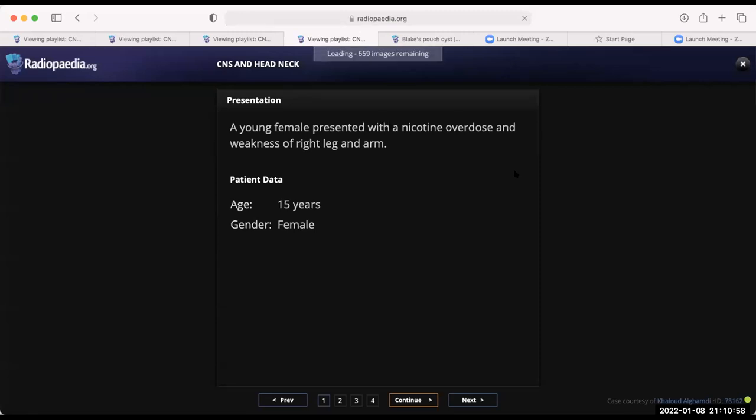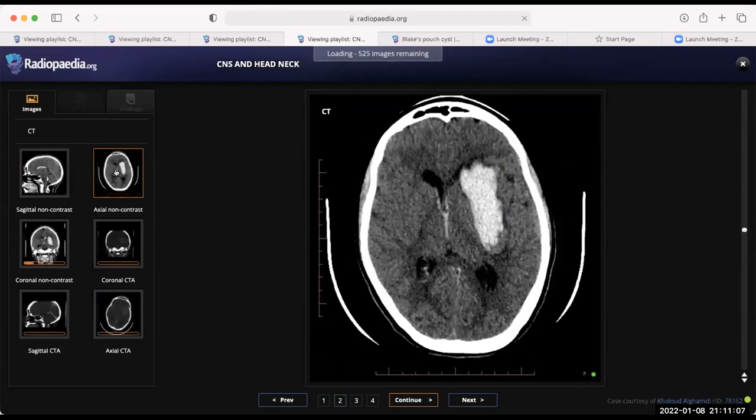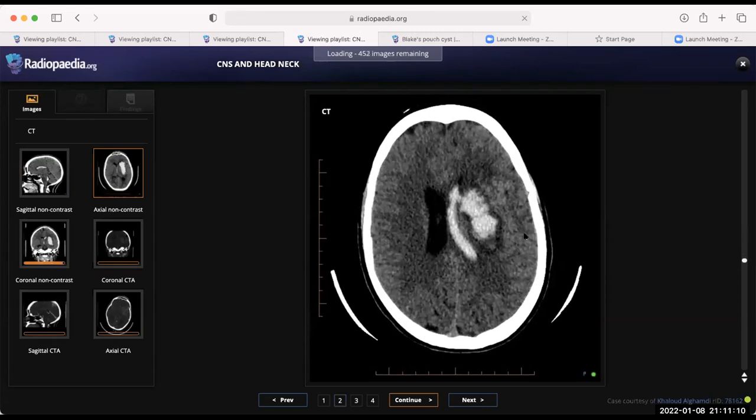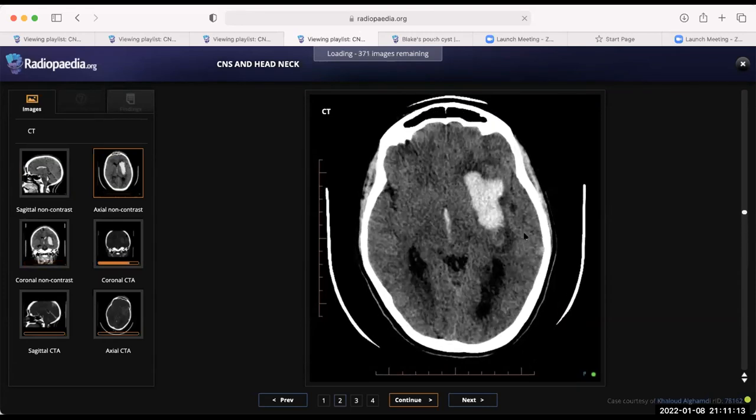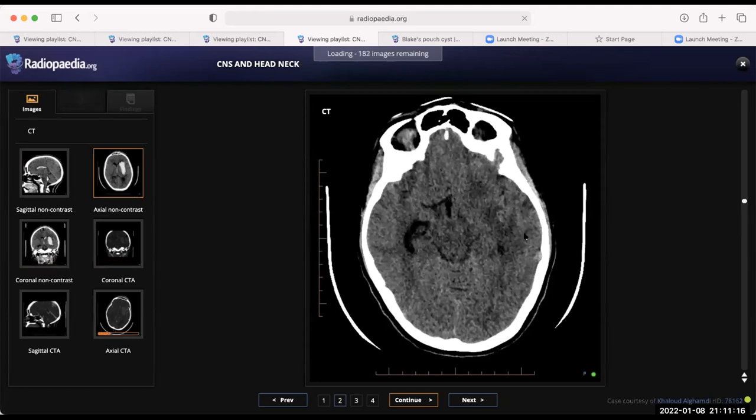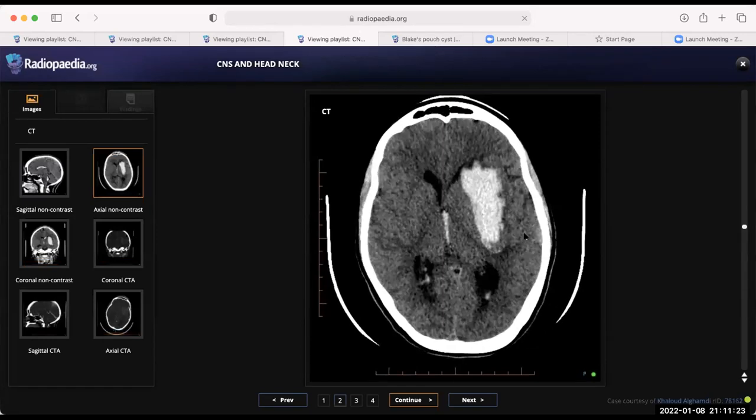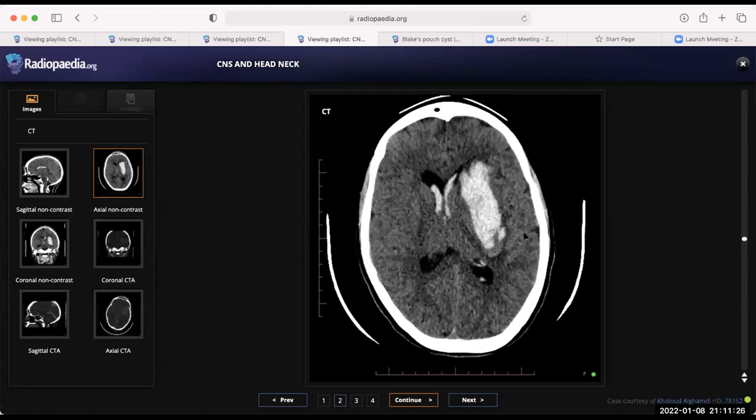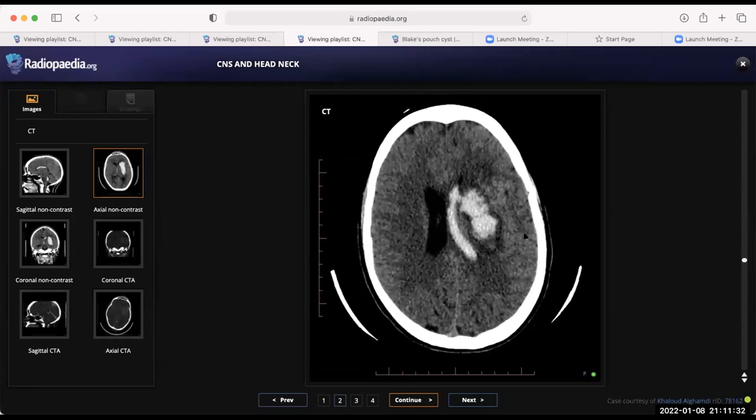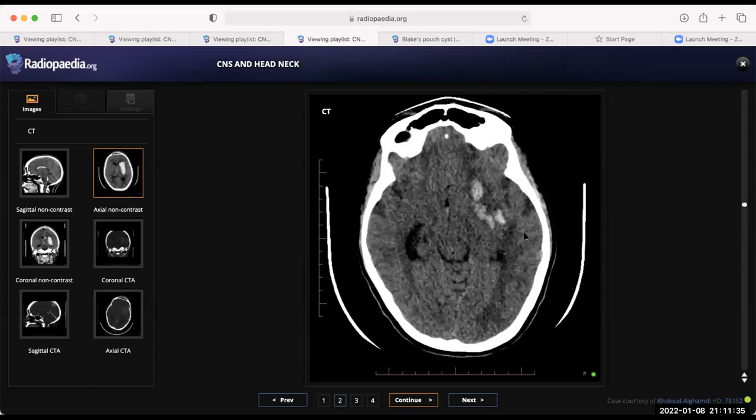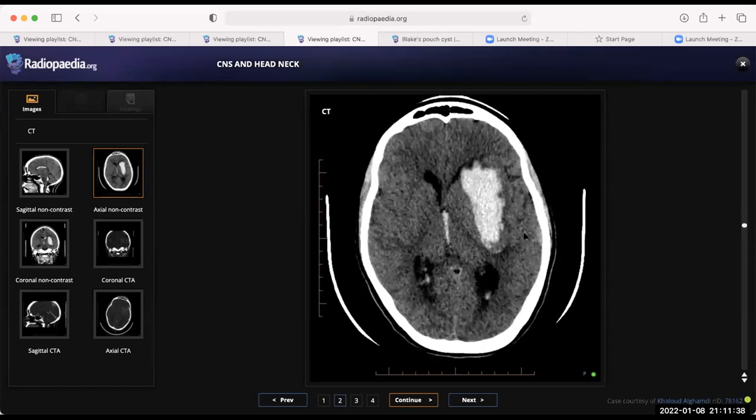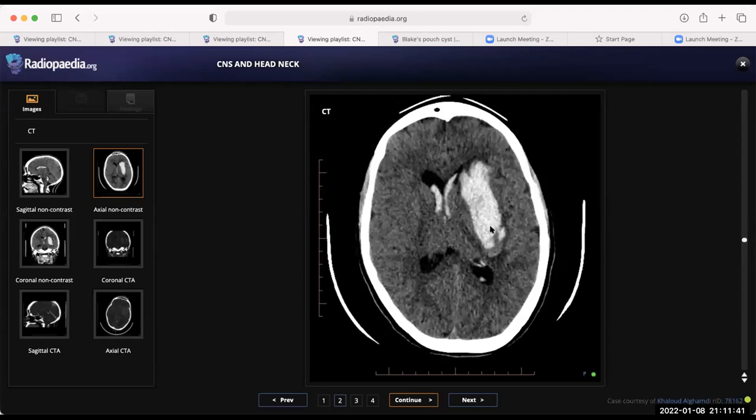Young female presenting with weakness. Okay. So I'm presented with an unenhanced axial CT scan brain of a young patient who is presented with right-sided weakness. The most striking abnormality is an area of abnormal hyperdensity occupying the left basal ganglia with an intraventricular dissection, some sort of mass effect and minimal midline shift is also there. And the hyperdensity is also seen within the third ventricle.